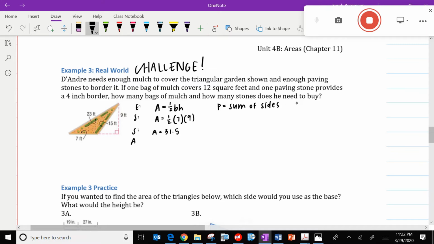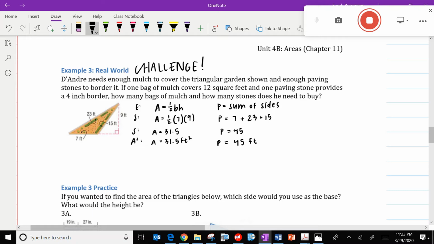So the answer for area equals 31.5 feet squared. Now for the perimeter, I only need to add up 3 sides since this is just a triangle. So I have 7 plus 23 plus 15. My perimeter equals 45. So my answer is 45 feet.